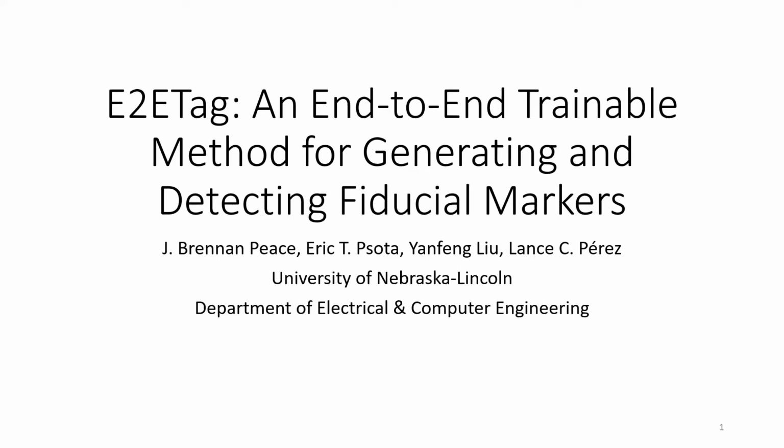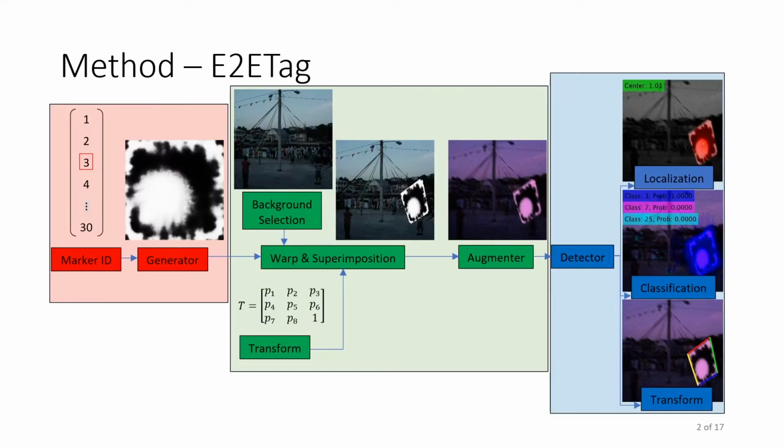Hello, I am John Brennan Peace, and I'll be presenting E2E Tag, an end-to-end trainable method for generating and detecting fiducial markers. In this work, the goal was to train an end-to-end network to both design and detect fiducial markers. Essentially, we are asking the question, if convolutional neural networks are used to detect fiducial markers, what should they look like? To achieve this goal, a three-stage simulation-based approach is proposed.